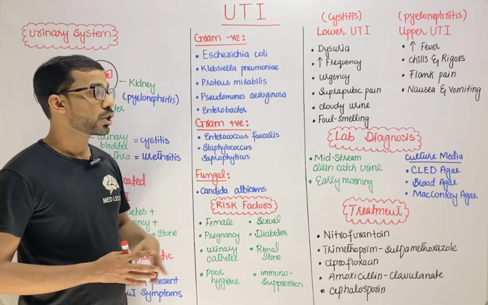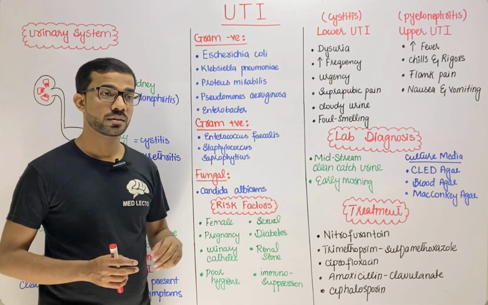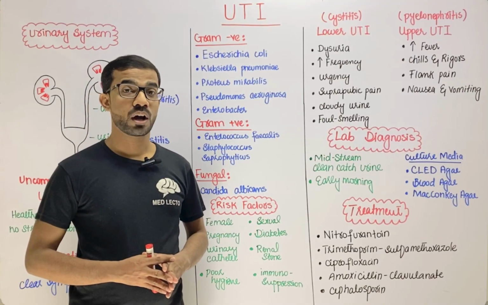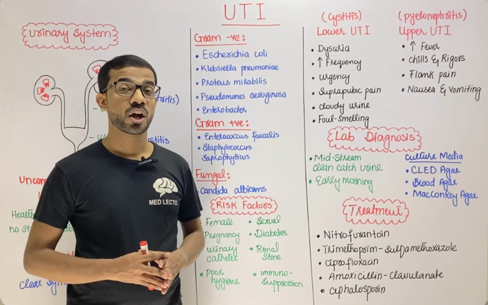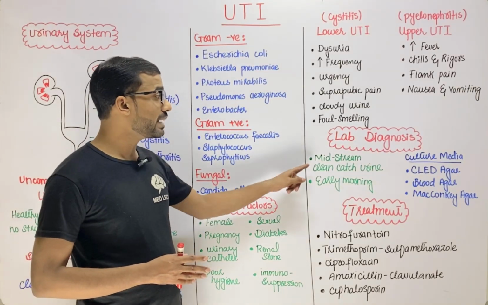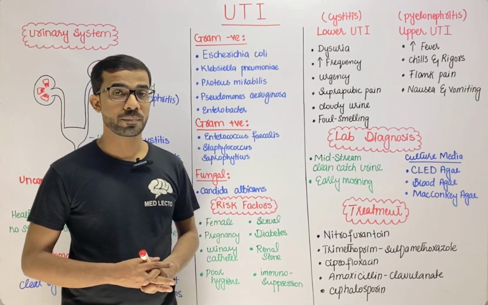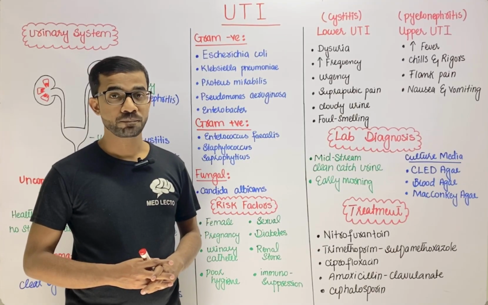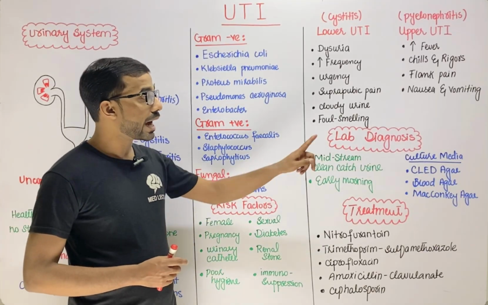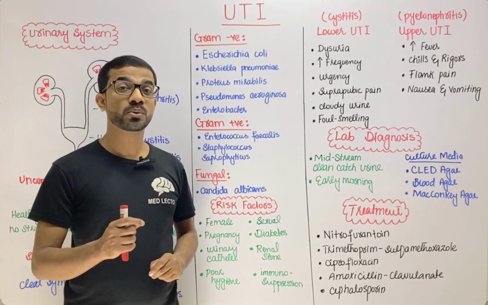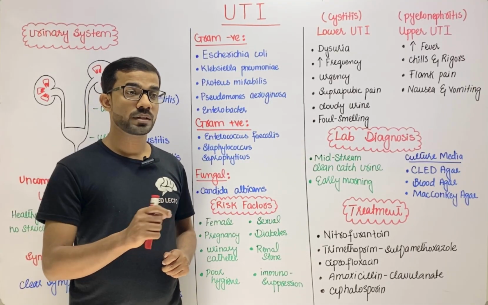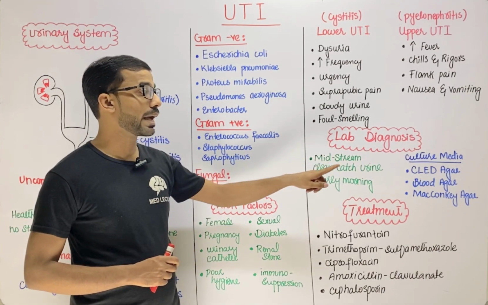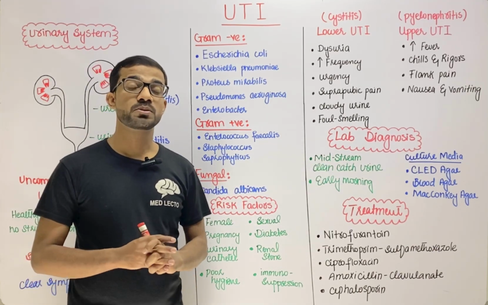Lab diagnosis: the patient will give a urine sample to the lab for further evaluation or urine routine examination. Midstream clean catch urine is preferable, and early morning urine is preferable for laboratory diagnosis. And you can also streak the urine on culture plates, on chromogenic agar, blood agar, and MacConkey agar to see the growth of the different bacteria.